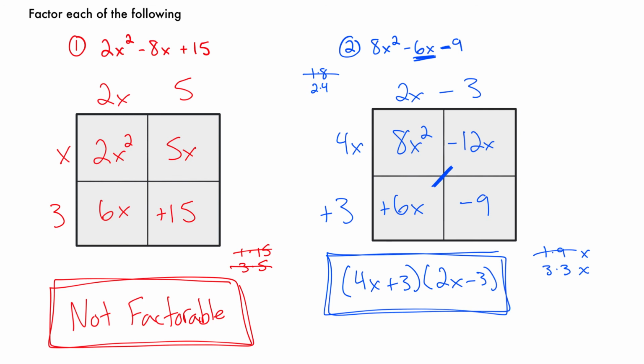Do not forget to actually write out the product of the two binomials. The area model, even though it has your answer in it, is not the answer. I need what I have boxed right here. Don't forget to do that step.